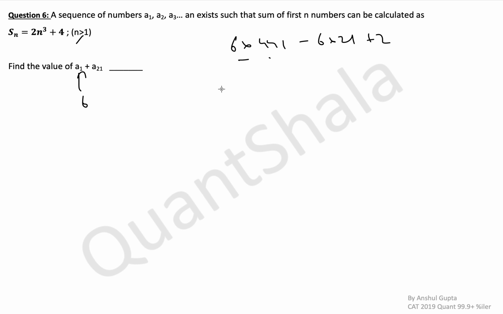So 6 into 441 will be 2400 plus 240 plus 6, which is 2646 if I'm not wrong, minus 126 plus 2. Okay. So 2646 minus 126 will be 2520. So this becomes 2522 in total. 2522 plus 6 comes out to be 2528.